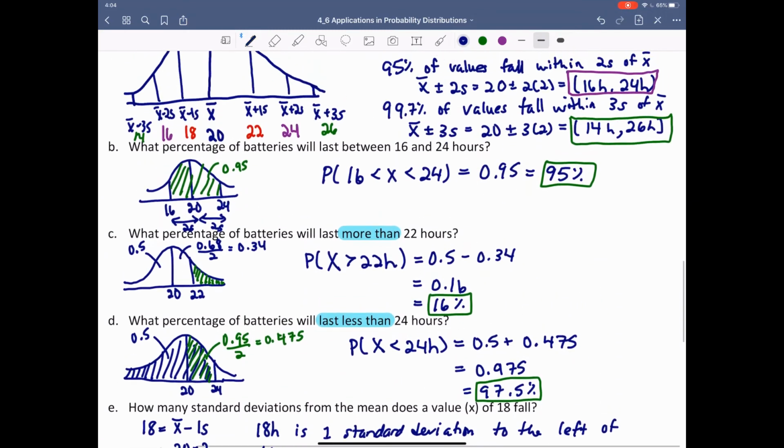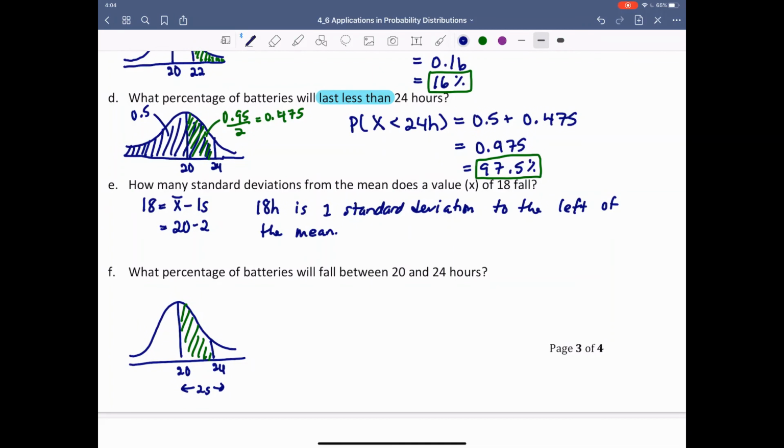We know that 95% of data fall within 2 standard deviations of the mean, but this is only looking at half of that. So 0.95 divided by 2, which is 0.475. So the probability that x lies between 20 hours and 24 hours is equal to 0.475 or 47.5%.